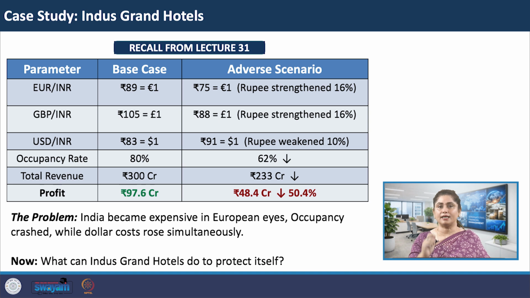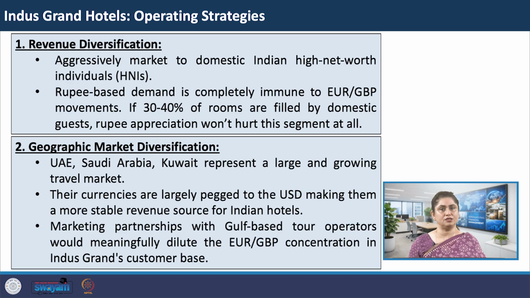This was a classic double squeeze. Revenue was hurt because India became expensive in European eyes, and cost was hurt because dollar denominated debt and management fees became more expensive in rupee terms. Now let us apply the strategies we have just studied and ask, what could Indus Grand's management realistically do to reduce this vulnerability? Let us walk through each of these operating strategies for Indus Grand.